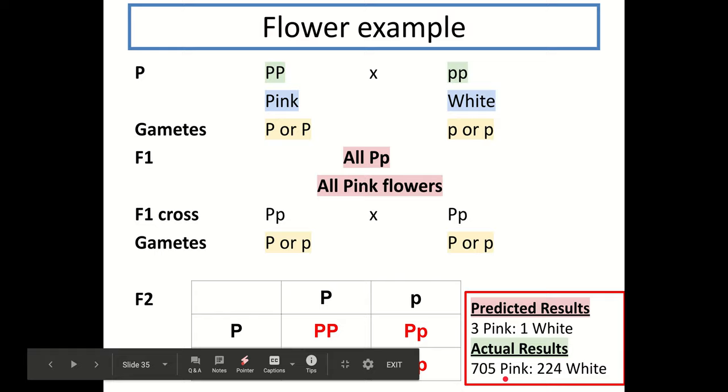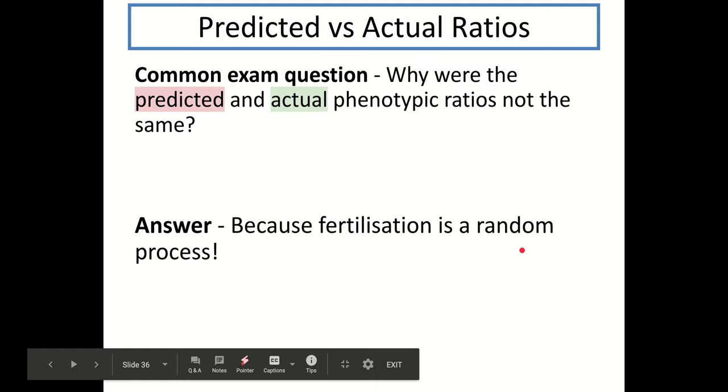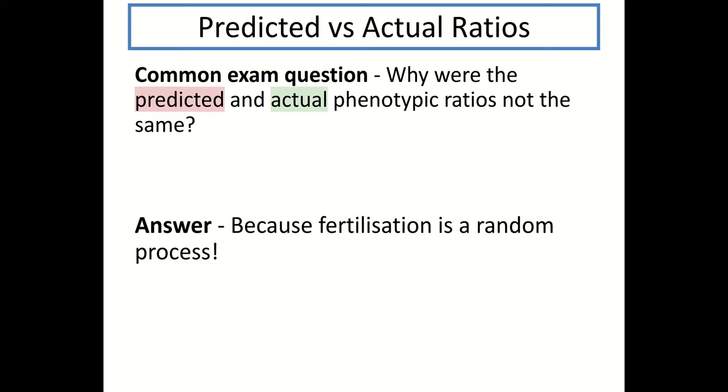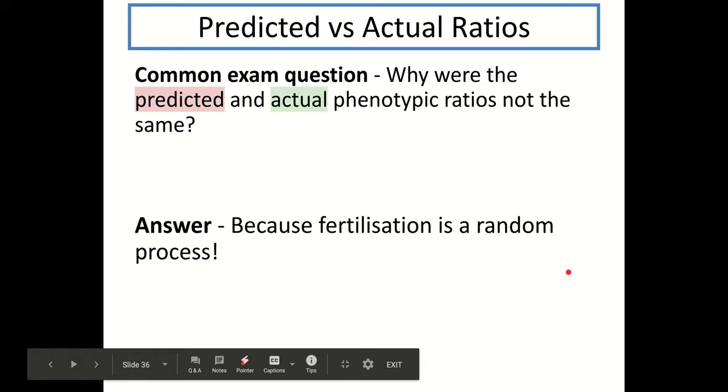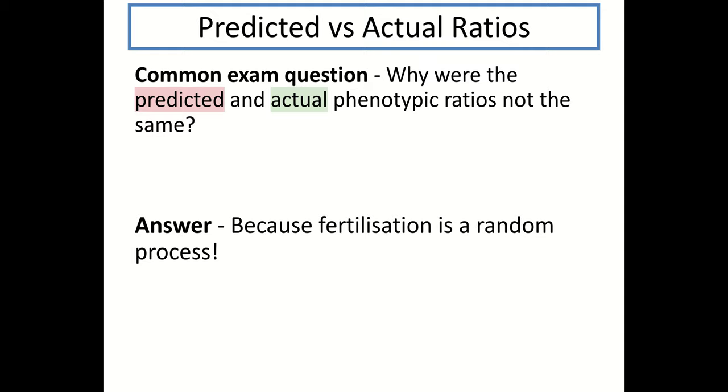So this is a really common exam question for this topic. Why were the predicted and actual phenotypic ratios not the same? We can see that the predicted ratio is different from the actual. You give the same answer every time: you always say it's because fertilization is a random process.